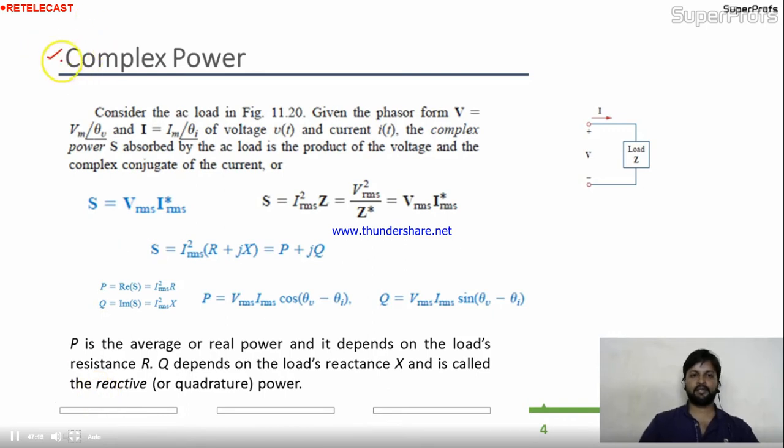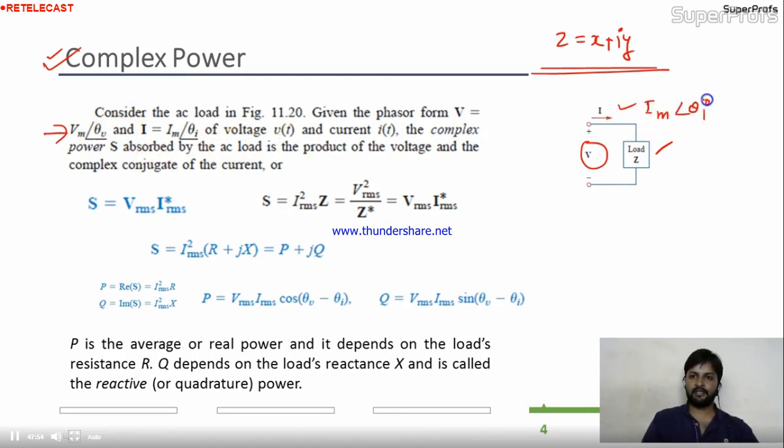Come to the complex power now. What is the complex? Actually, when current and voltage values are given in the complex form, means Z equal to X plus iY, this is the complex number. In that case, all the power becomes complex power. Consider the AC load. This is one of the question kind of thing. Consider the AC load in the figure. See, this is the AC load over here. Given the phasor voltage, this voltage value is given as Vm at an angle theta V. The value of I is also given as Im at an angle theta I.